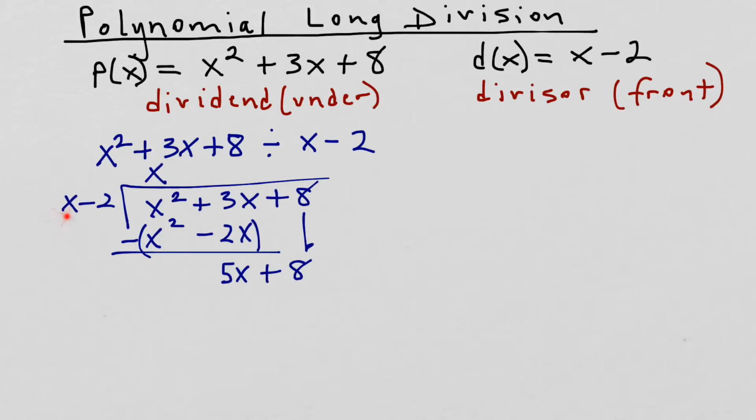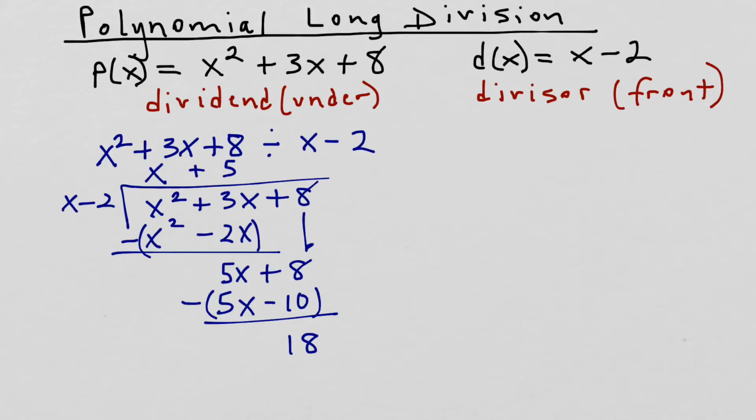What do I need to multiply x by to get 5x? So we say 5, and we write it up top. So 5 times x should be 5x. And then 5 times -2 is -10, and I line it up under the other constant, 8. Okay, now I subtract. And I get 5x minus 5x is, of course, 0, like we expect. 8 minus a -10 is 8 plus 10 is 18.